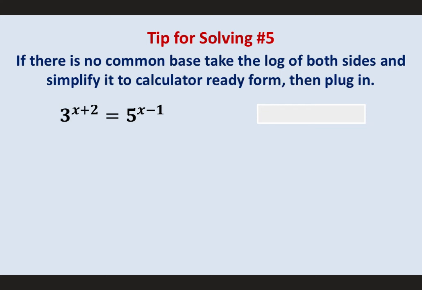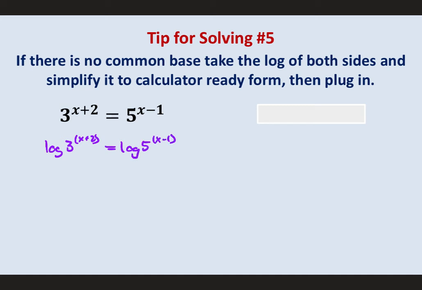All right, last example, and this one's a little trickier, and so I want to show it to you. This is more of a challenge type problem that you might run into, not necessarily something that we would test you on, but it would be a challenge problem. If there is no common base, then really your only option is take the log of both sides to move those exponents down. So we're going to make this log of 3 to the x plus 2 equals log of 5 to the x minus 1.